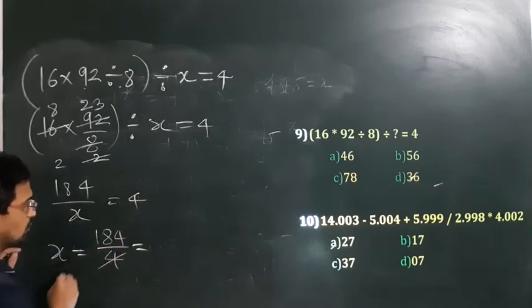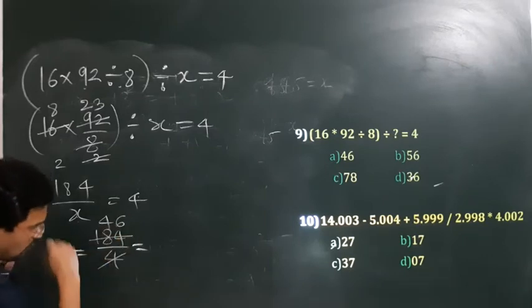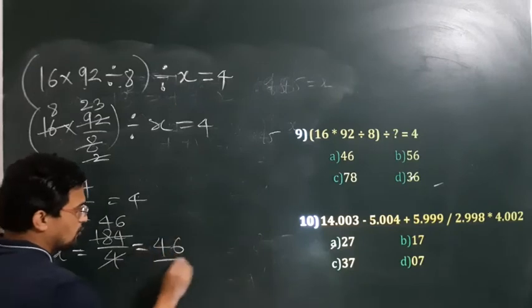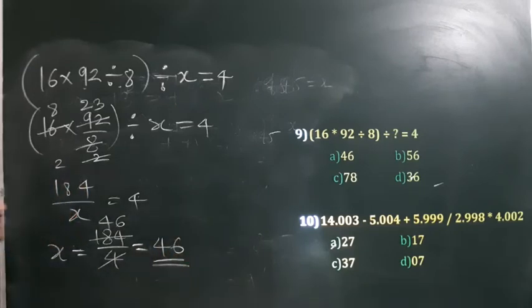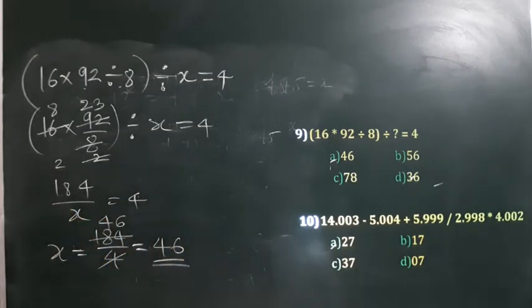So 4 into 184: 4 4s are 16, 2 4s are 24. So x is equal to 46. So the answer is A. Okay, next.